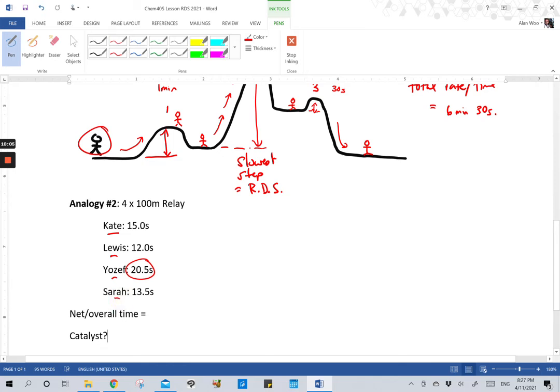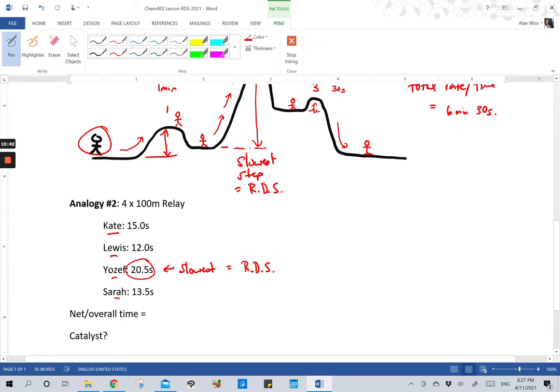Now, Sarah is the last person to run, and her time is only about 13.5 seconds. So even though Sarah's not the fastest runner, she's not the slowest either. So she's not going to really affect the overall rate. That glory belongs to Joseph. Since he is the slowest at this particular race, he would be considered the rate determining step.